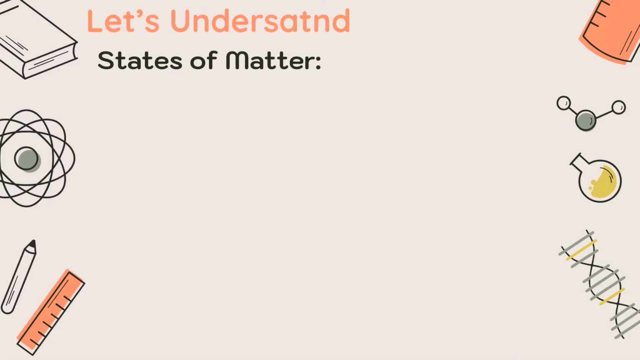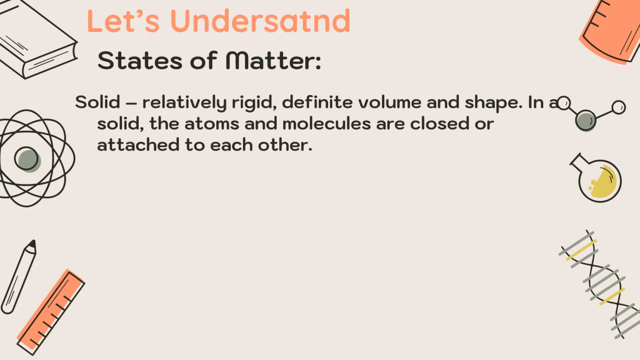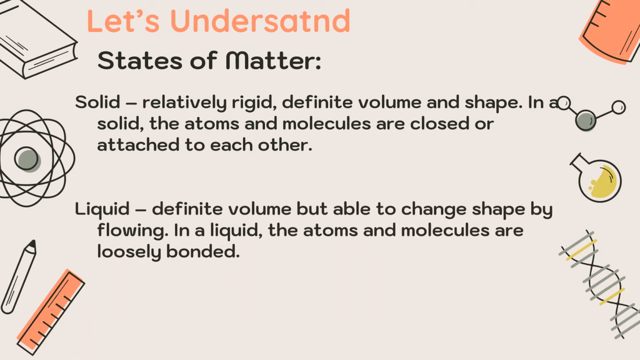Before we proceed with our lesson proper, let us first understand the states of matter. We have first the solid. Solids are relatively rigid, with definite volume and shape. In a solid, the atoms and molecules are closely attached to each other. How about the liquid?